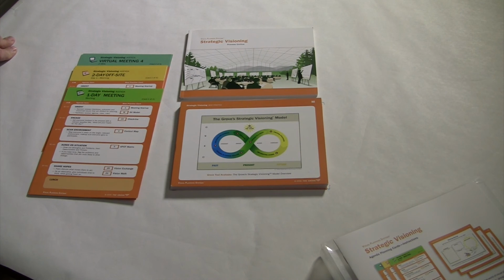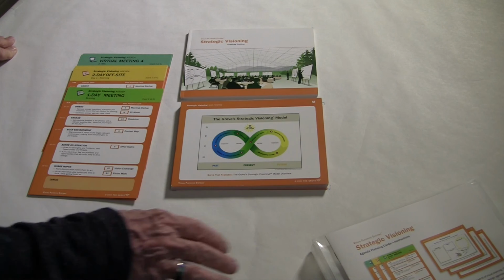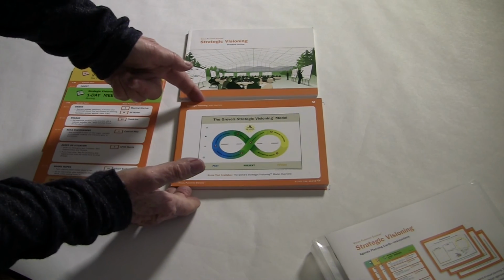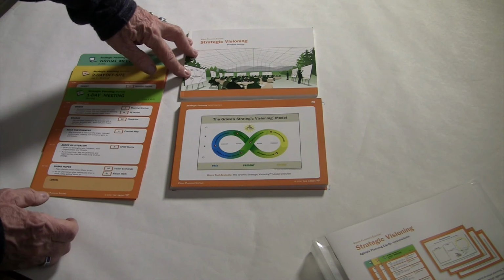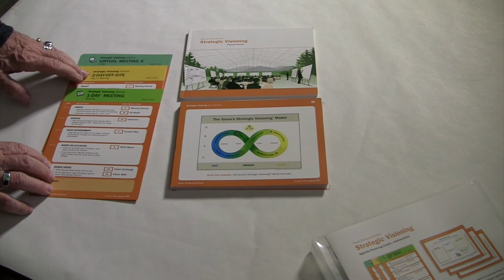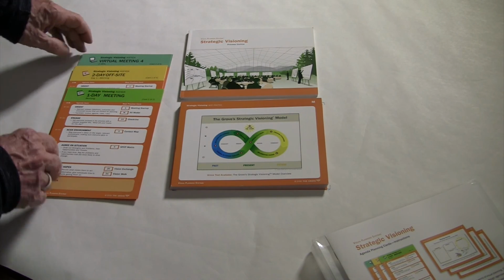Now let me orient you to the agenda planning kit parts. And here we have the packet and the instruction guide. There are basically three things. There are graphic guide cards, an instruction booklet for a 6-month process, and 3 different agenda plans for a 1-day meeting, a 2-day meeting, and a virtual meeting.